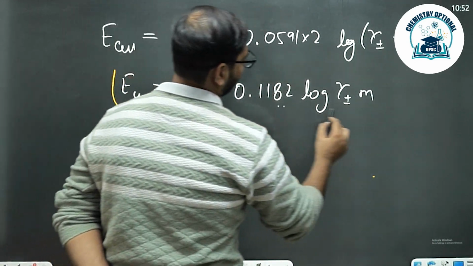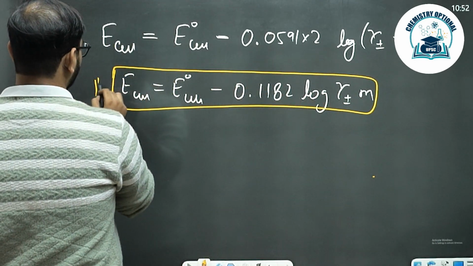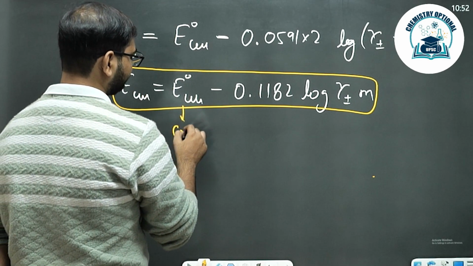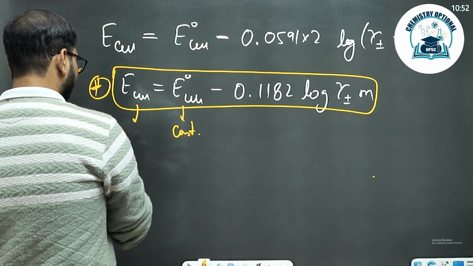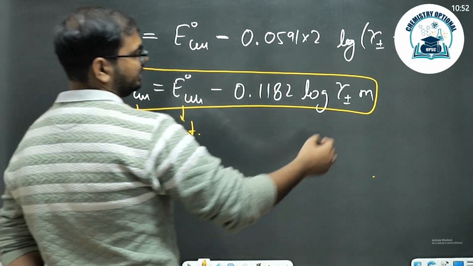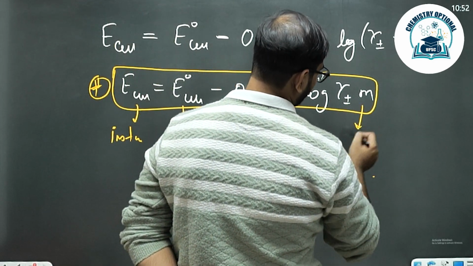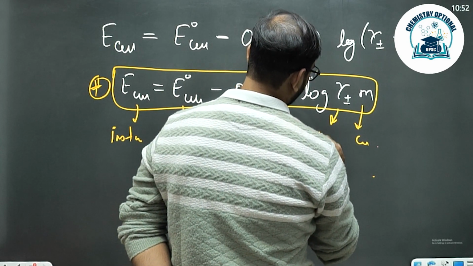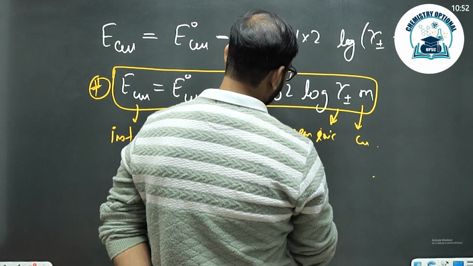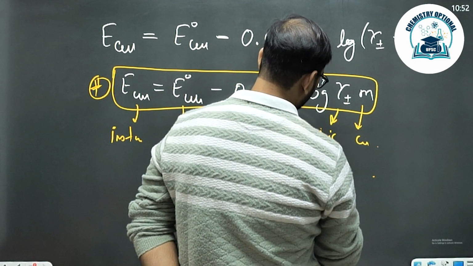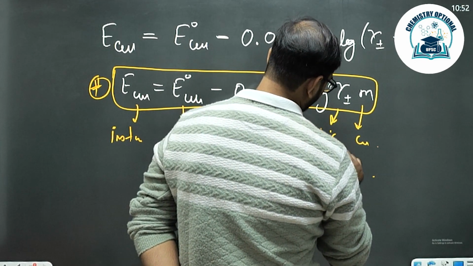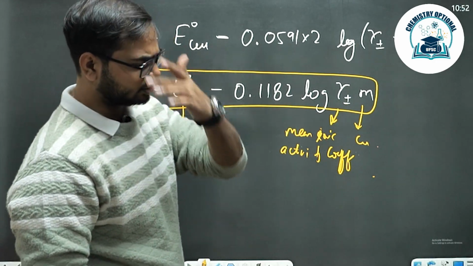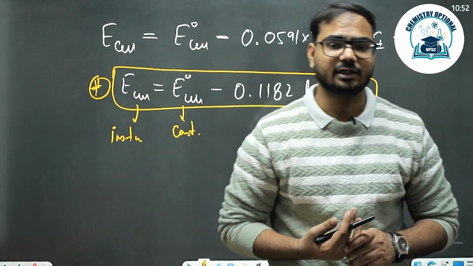In this equation, everything can be measured using experiment or from theory, or simply calculated by us. This is a constant value. This can be measured using an instrument, and this is the concentration that we can calculate on our own, while this is the mean ionic activity coefficient. So by rearranging the equation, we can find the value of the mean ionic activity coefficient, which in normal cases is very difficult to find.